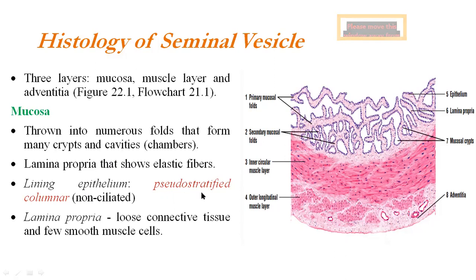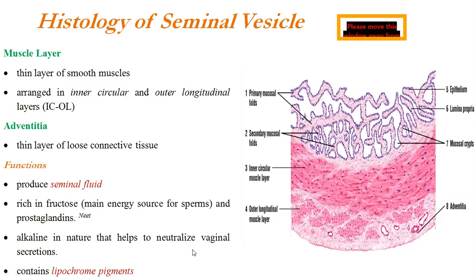The lining epithelium is also pseudostratified, but it is non-ciliated. There it was ciliated. Then we have lamina propria, where we have loose connective tissue. This is the lamina propria area. And we have smooth muscles, which are few in number.